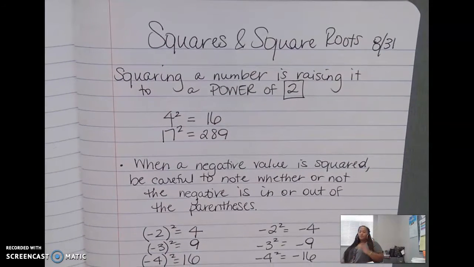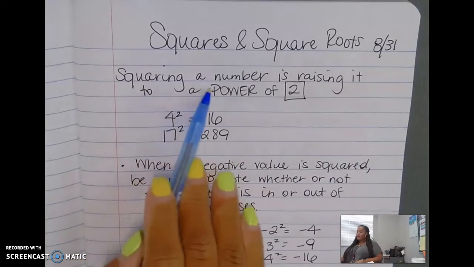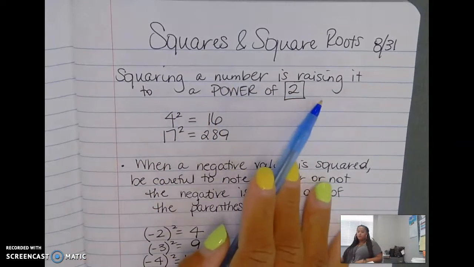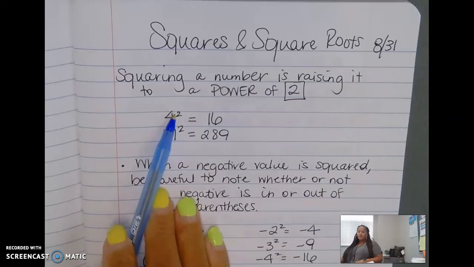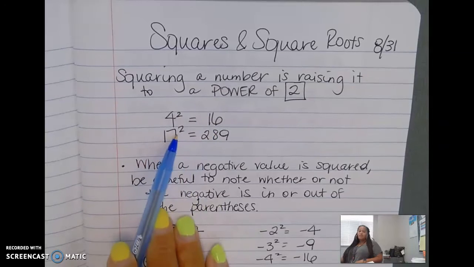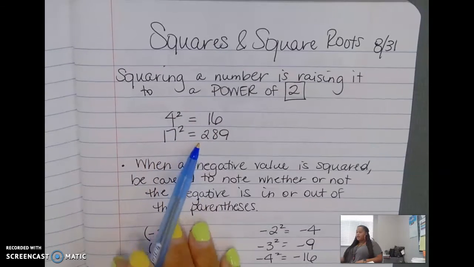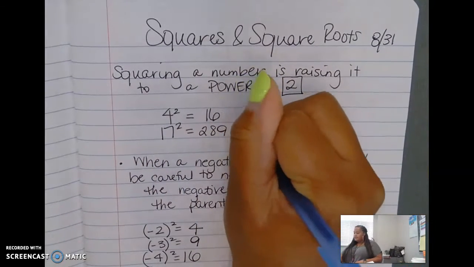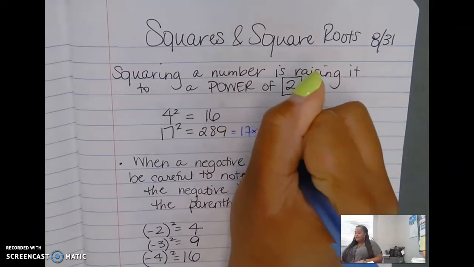So squares and square roots, today is the 31st. Squaring a number is raising it to the power of 2. For example, 4 raised to the power of 2 is 16. 17 raised to the power of 2 is 289. This is 17 times 17.